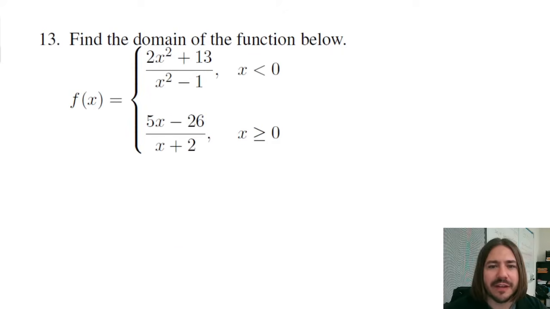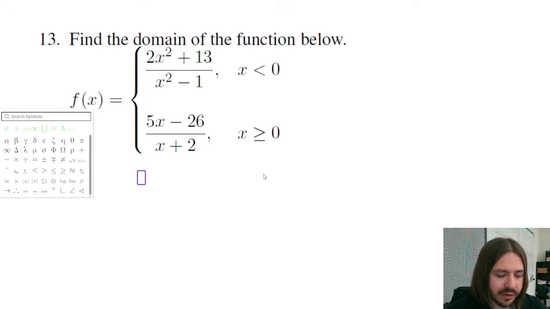Number 13 says find the domain of the function below, and what we have here is a piecewise function where the top piece is defined for when x is less than 0, or in other words on the left-hand side of the y-axis, and this piece is defined for where x is greater than or equal to 0, or in other words on the right-hand side of the y-axis. Now the only numbers that will cause this to be undefined, and therefore can't be in the domain, are going to be those that make the denominator 0.